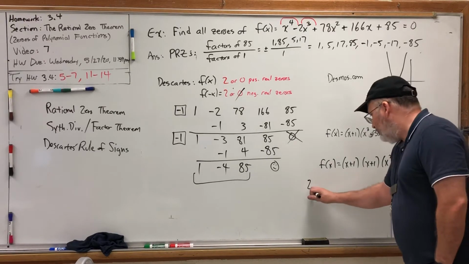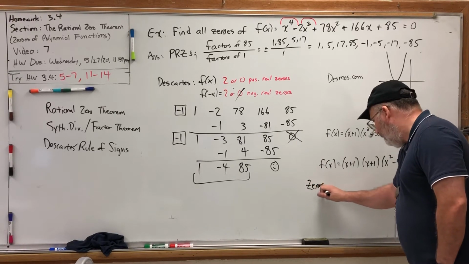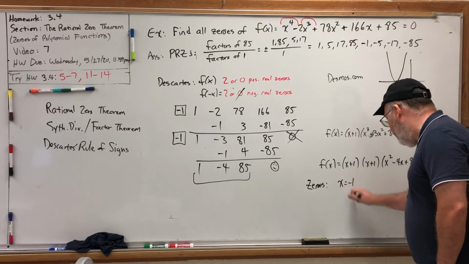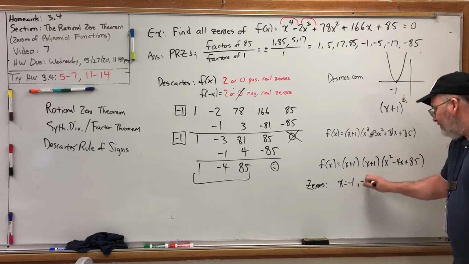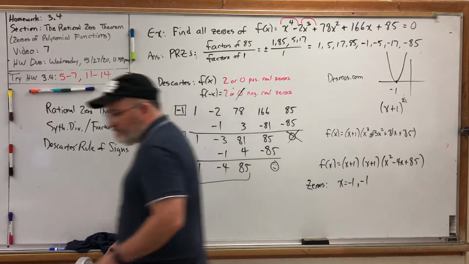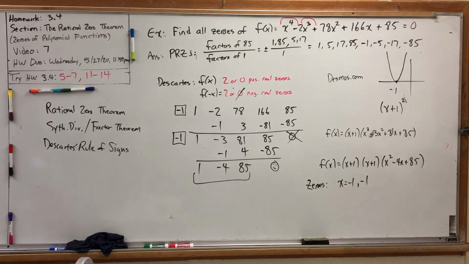So the zeros, we have x equals -1. Now, did we list it once or twice? Well, it's not wrong if you list it twice. I'm not sure what the homework will specify. Let me see. Type each answer only once.